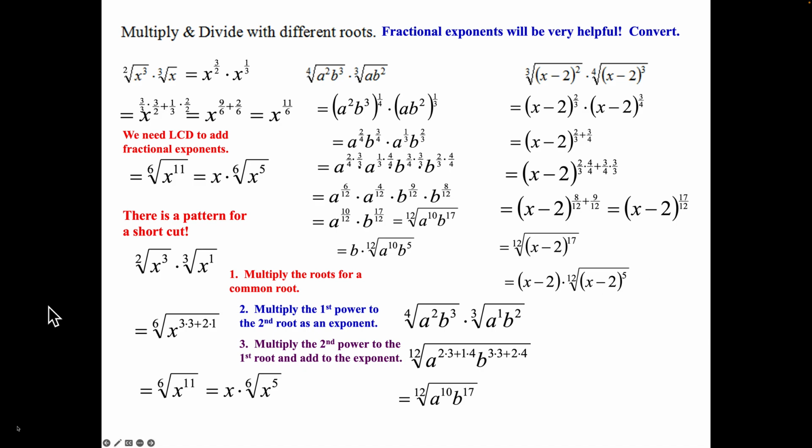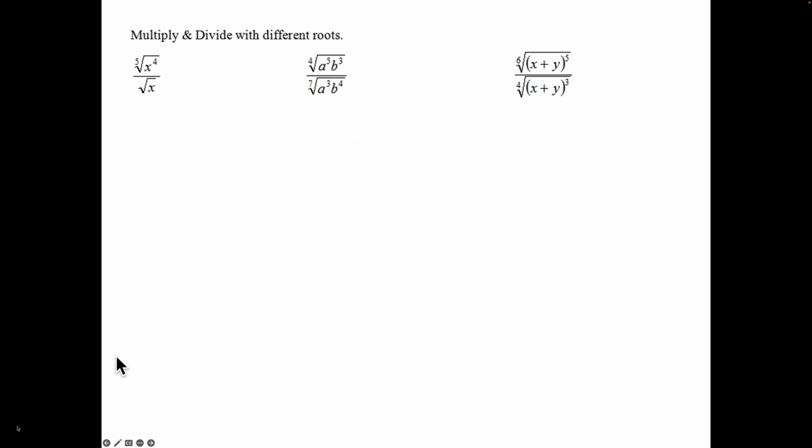So you choose whichever one you understand the best. If you like the fraction ones and you can keep track of it better because there's less to keep track of between your ears, so be it. If you can crunch numbers between your ears and can keep track of where they're coming from, you might want to try this shortcut. All right, dividing with different roots.